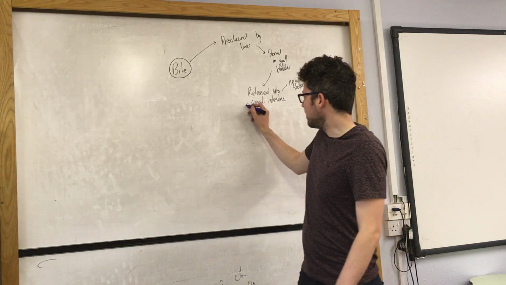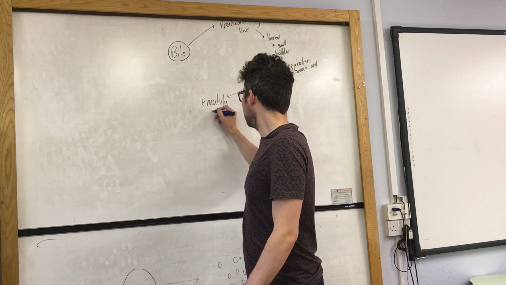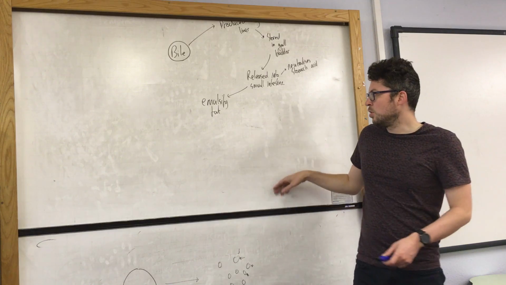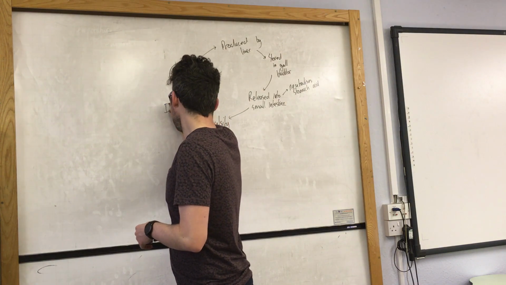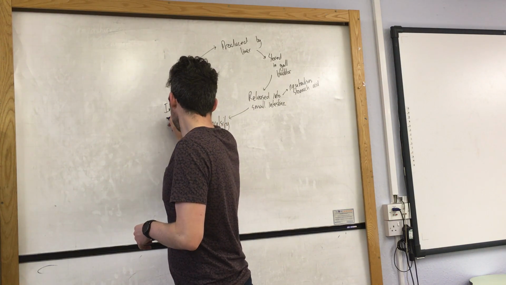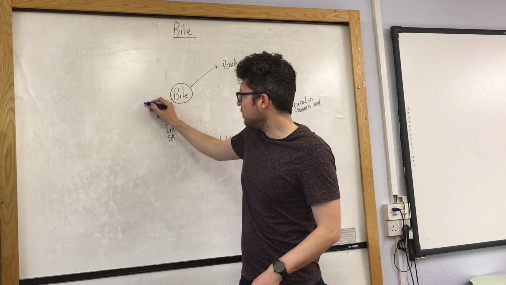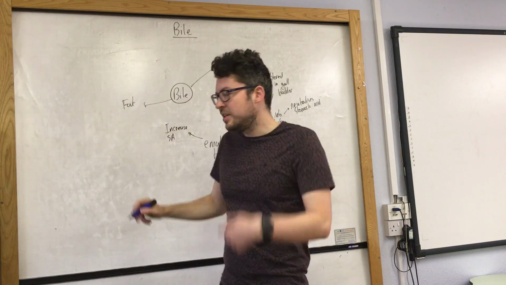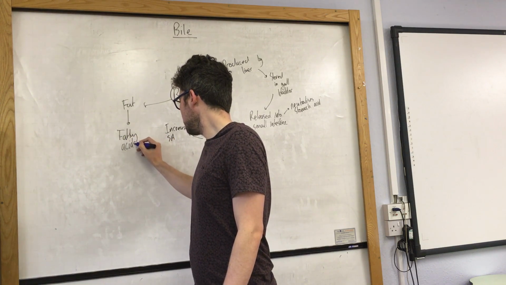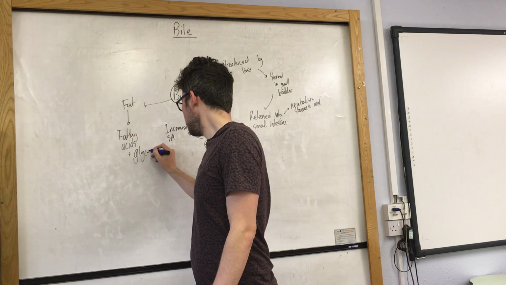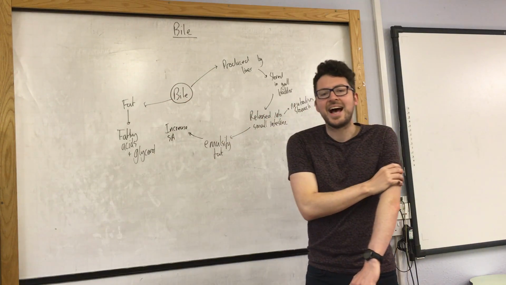Second function, like I've said, is to emulsify fat. That just means break up into smaller droplets. And the reason for that is to increase the surface area. And this makes it easier for fat to be broken down to form fatty acids, so it makes fat easy to be broken down from fats to fatty acids and glycerol.